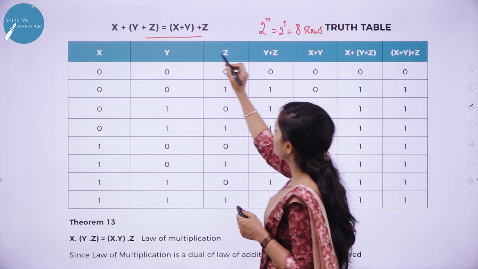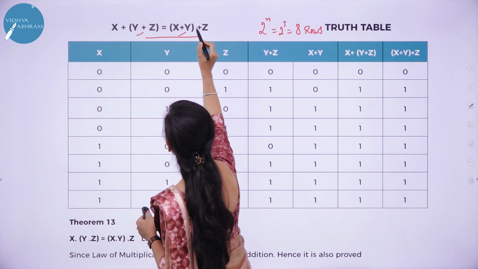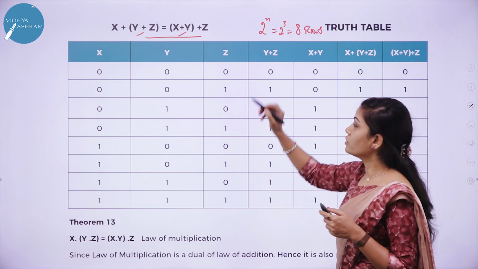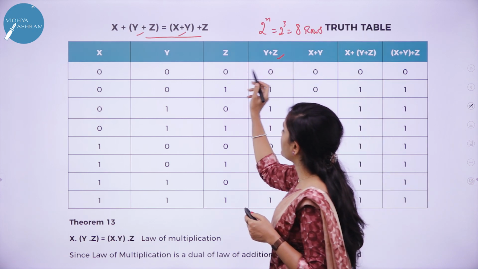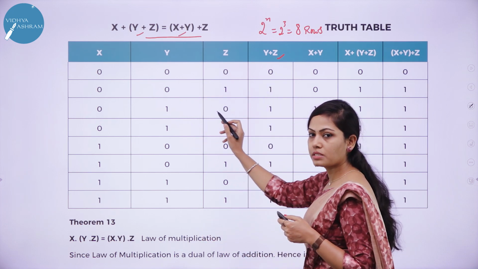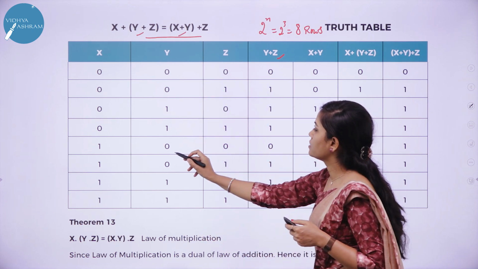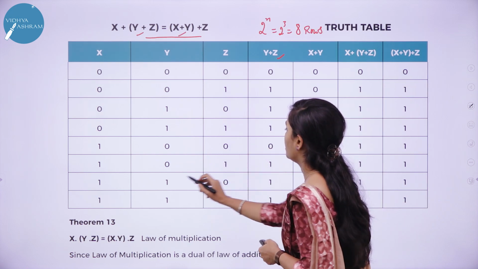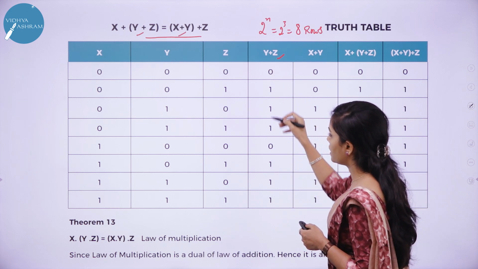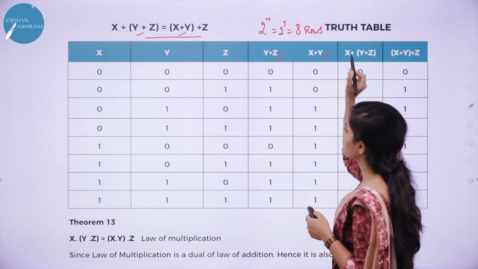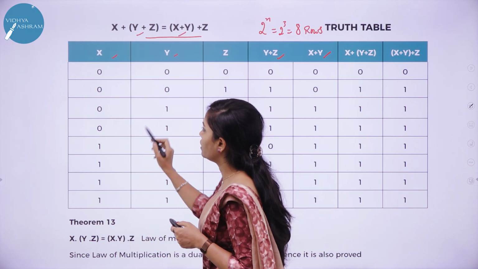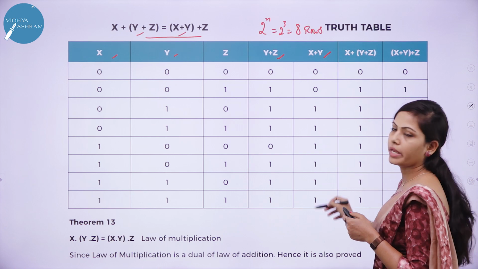After that you can find y plus z, x plus y and x plus y plus z and x plus y plus z. First find out y plus z. So, what is y plus z? Add these 2 columns: 0 plus 0, 0, 0 plus 1, 1, 1 plus 0, 1, 1 plus 1, 1, 0 plus 0, 0, 0 plus 1, 1, 1 plus 0 is 1, 1 plus 1 is equal to 1. This is your y plus z and find out x plus y. Add these 2 columns, you will get x plus y.